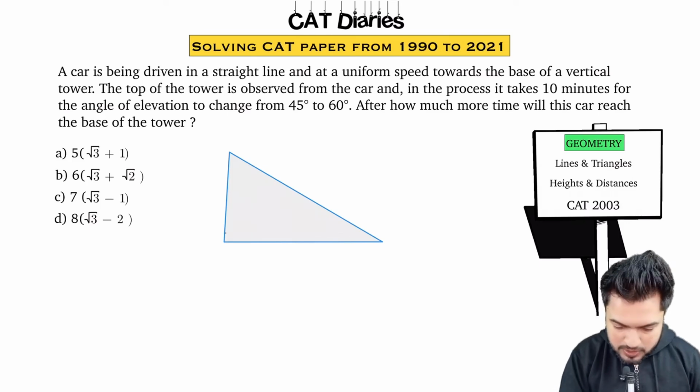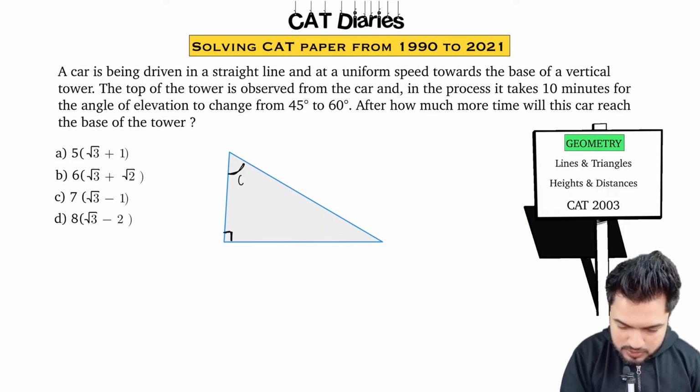Okay, what is this angle equal to? 90. What is this angle equal to? 60. And what is this angle equal to? 30.